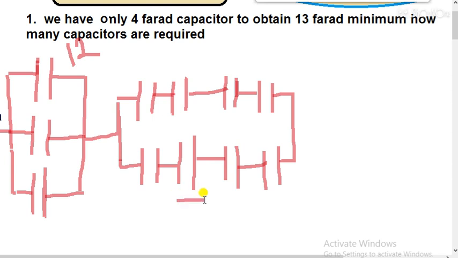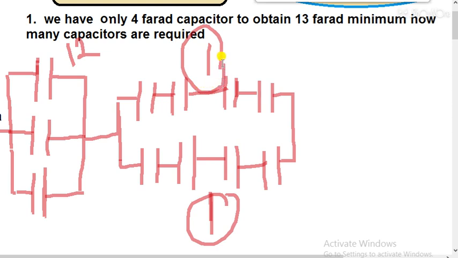So this combination will give me 1 farad. This combination will give me 1 farad, and this upper combination will also give me 1 farad, because each of them is 4 farad. So 1 and 1 again in parallel, so I get 14. So that is greater value. So simply you can say, if I have to make 12, then I have to collect right here.